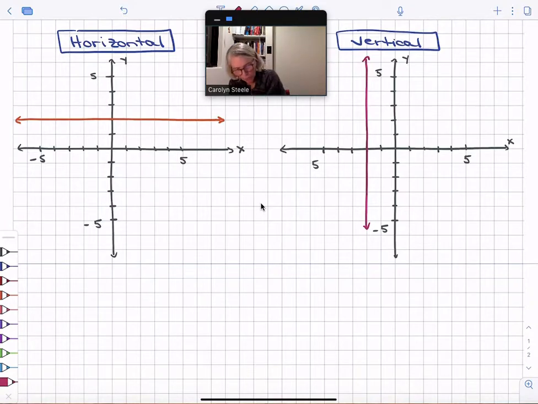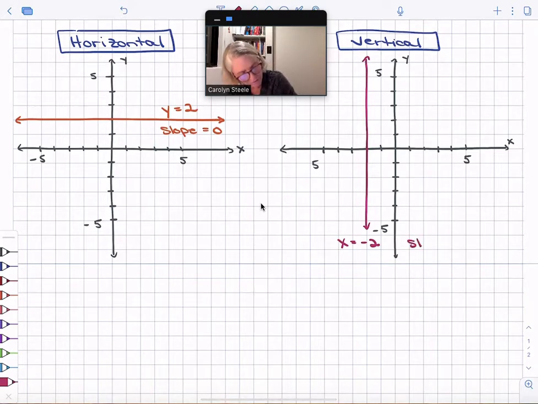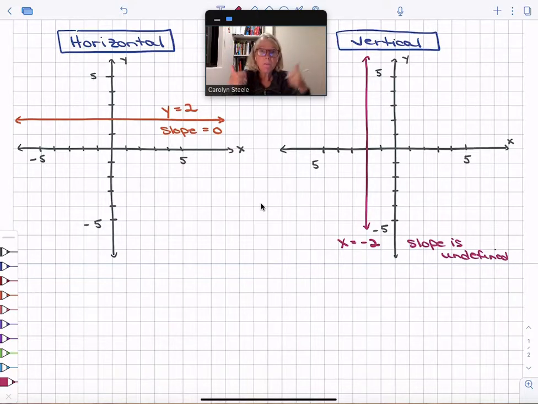The equation for the horizontal line is y is equal to 2, and the slope is equal to 0. The slope is 0. For the vertical line, the equation is x is equal to -2, and the slope is undefined. Now, if you got both of these correct and you feel good to go, you can pop out of the video. I'll see you in a bit.